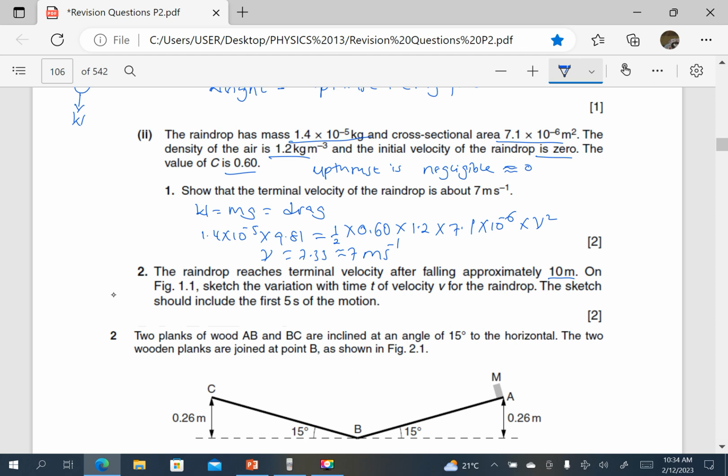So if we assume that v is equal to u plus at, although this is not constant, let's say v is what we want to find. We want to find the approximate time for which it reaches terminal velocity.